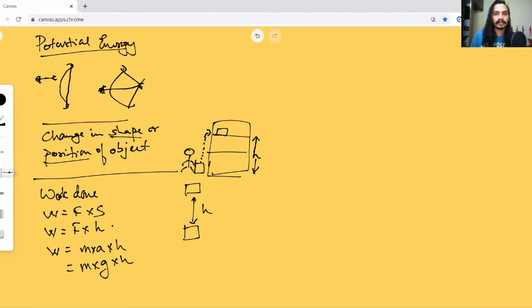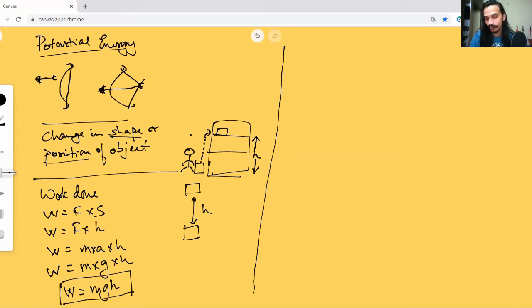Just remember that point. We are going against gravity, so the acceleration is against acceleration due to gravity. So I'll say work equals m into g into h, or simply W equals mgh. Not mdh as in masala, this is mgh. So if I have to calculate potential energy, I'm going to use this formula.